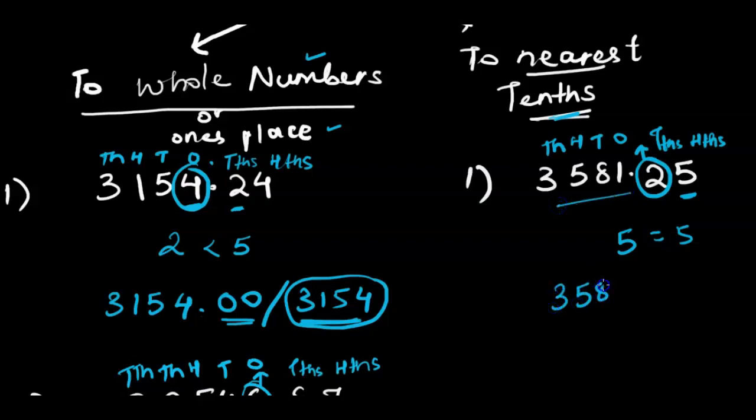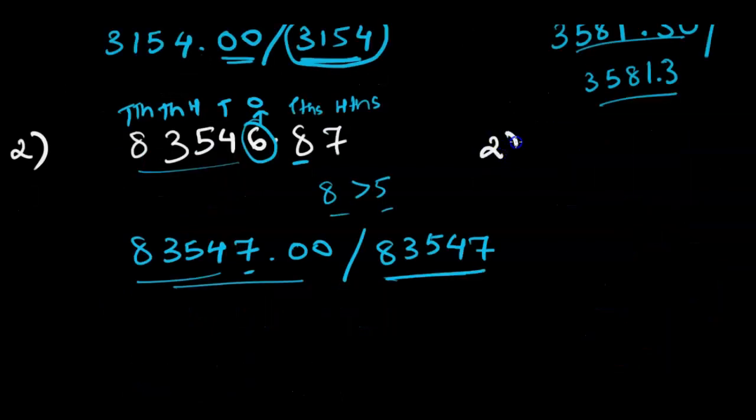So we have 3581 point. This 2 would become 3, and we are left with nothing after this place because it has turned into a 0. Therefore, we can write this number as 3581.30 or we can write 3581.3. Both of these numbers are the same. And since the last digit that we have is the tenths place, that's why it's called rounding to the nearest tenth. Let's do another question for the sake of practice.